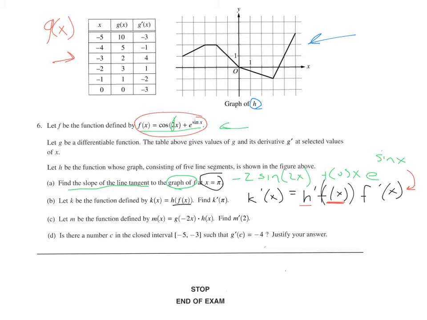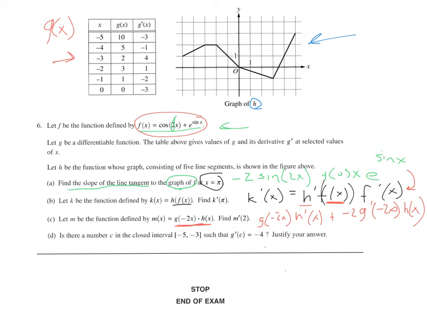Part C, once again, we're going to use the chain rule, but this also tests us on the product rule. So this is from Chapter 2 as well, 2.3, I believe, where you would do leave it alone, take the derivative, plus take the derivative, so that would be negative 2 g prime of negative 2x, leave h of x alone.